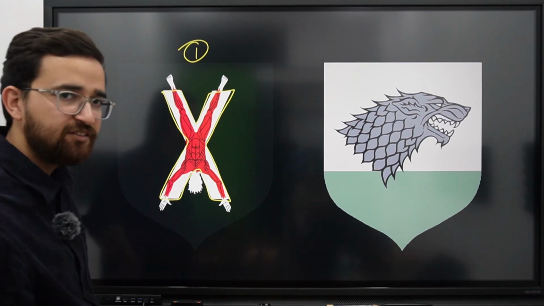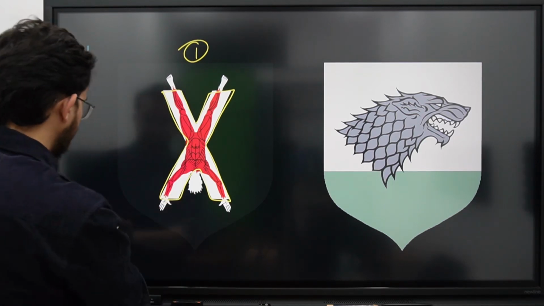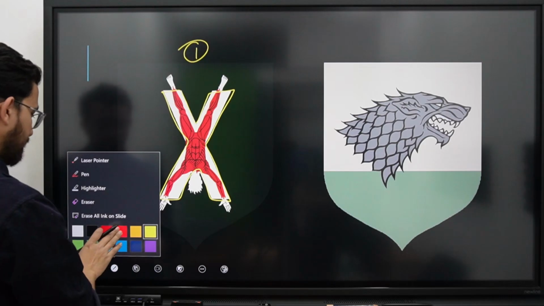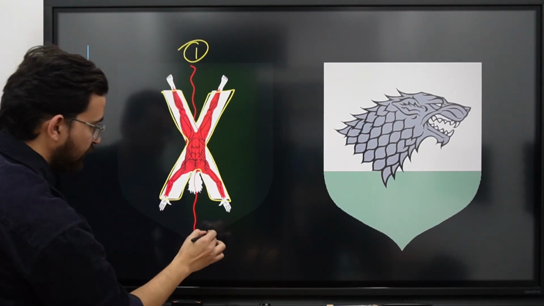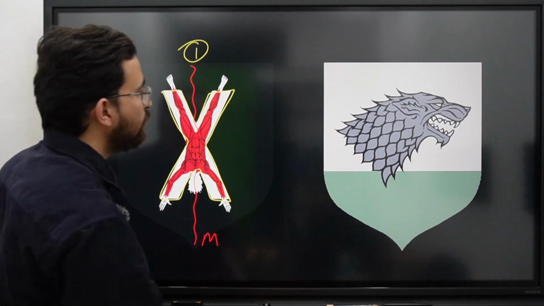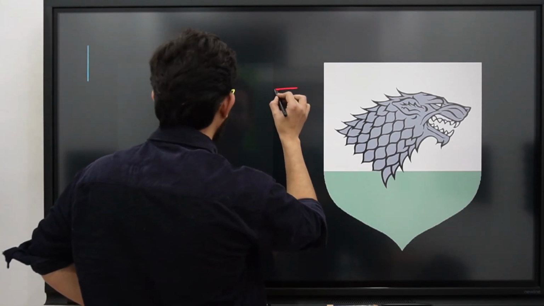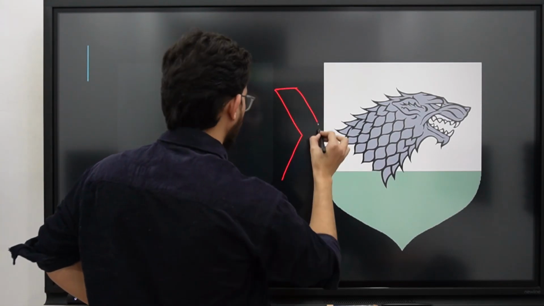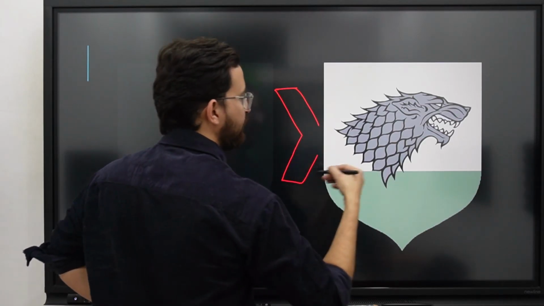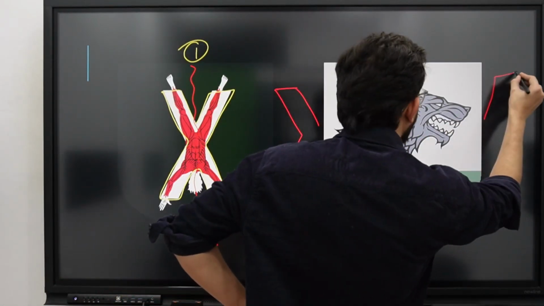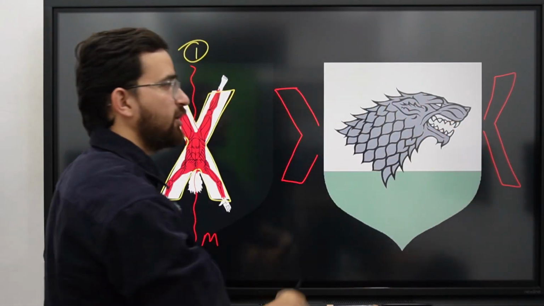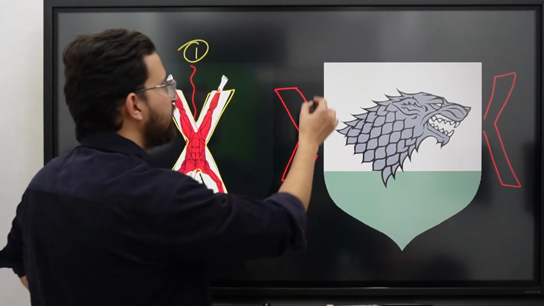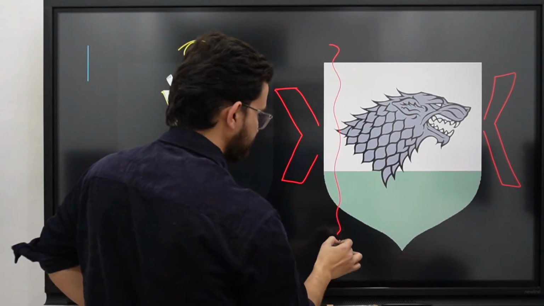Can you think of any symmetry that is present in this X? Yes, if you look at the first mirror that we talked about, this mirror exists. Why? Because this part of the X is an exact replica of this part, right? So you can imagine a mirror plane going here.